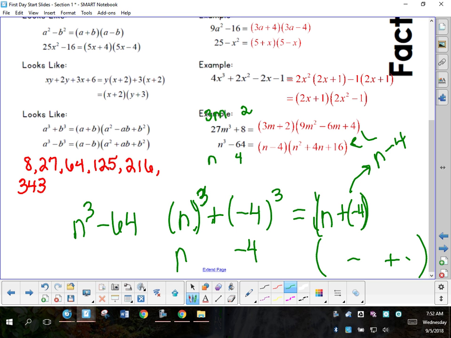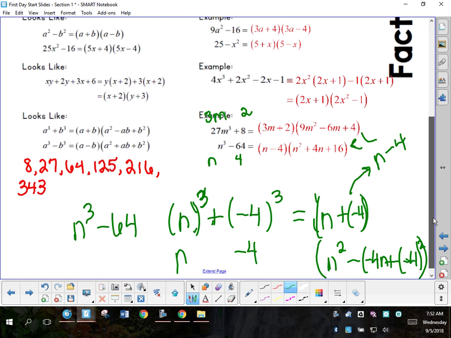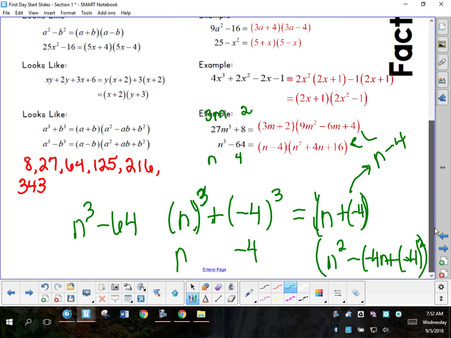Let's see. So you'd have n squared here, and then minus -4n. So the two negatives would make a plus. Okay? And then this at the end would be -4 squared, which is positive 16. Okay? Now, any more questions on this one, by the way?